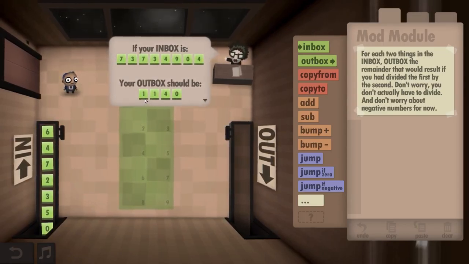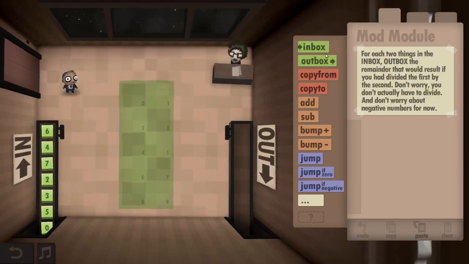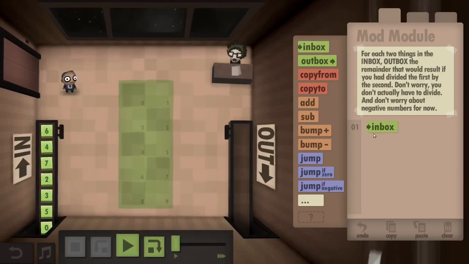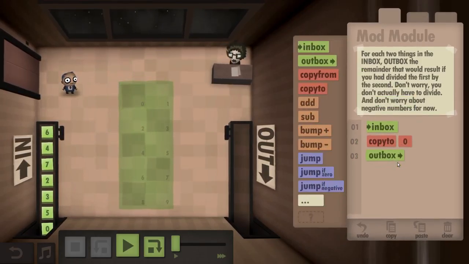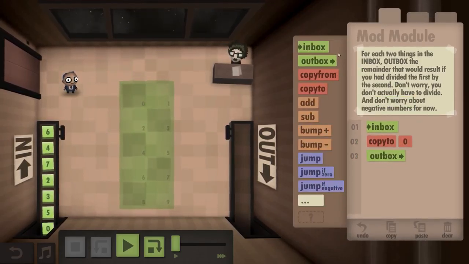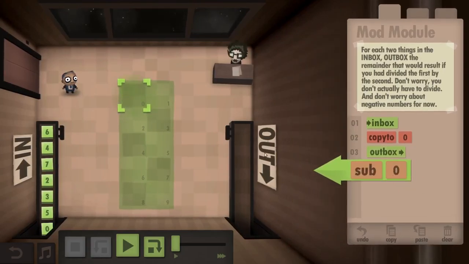Holy shit. So let's just make sure... 7 divided by 3 is 2, which gives you a remainder of 1.